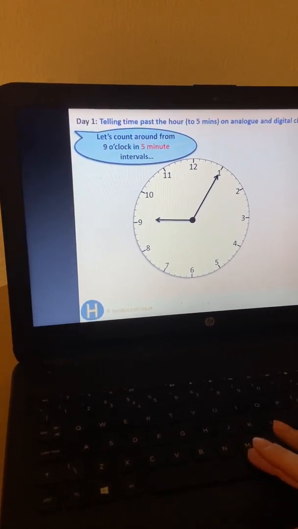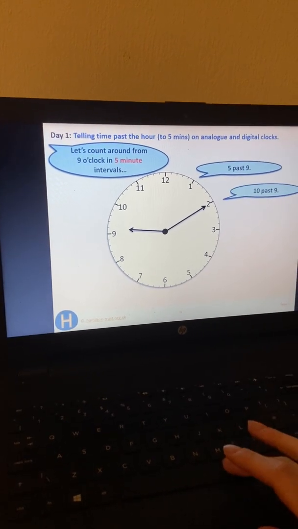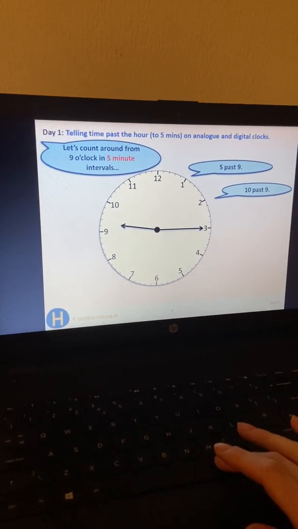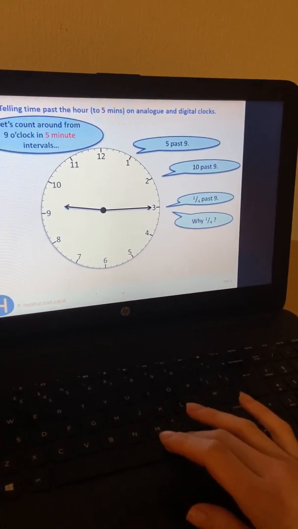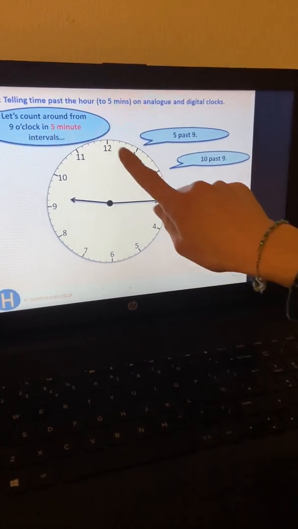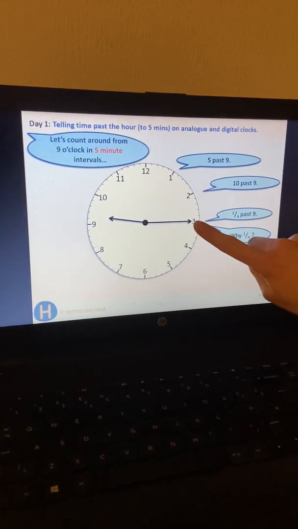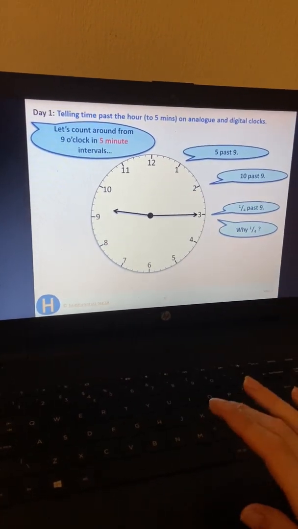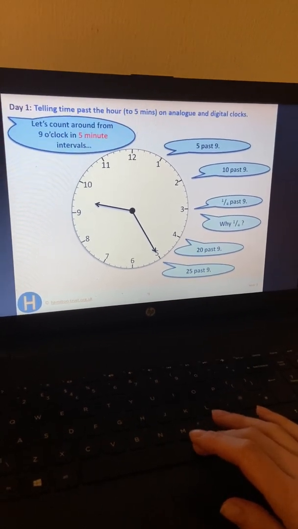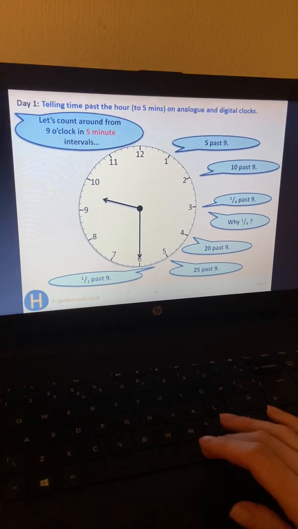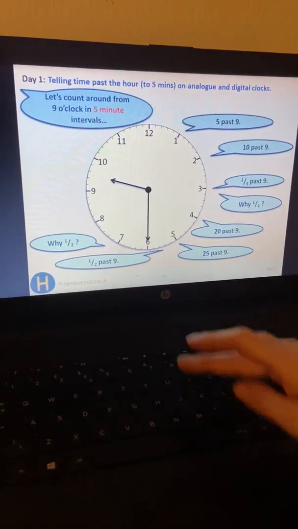Okay, so we're just going to go around. 5 past, 5 past 9, 10 past 9, quarter past 9. Why quarter past? Because it's a quarter of a way. There's 4 quarters in a whole. 1, 2, 3, 4. So that's why this is sometimes known as quarter past and quarter to, okay? 20 past. 25 past. Half past. Why? Because it's halfway through the hour or half the clock face.